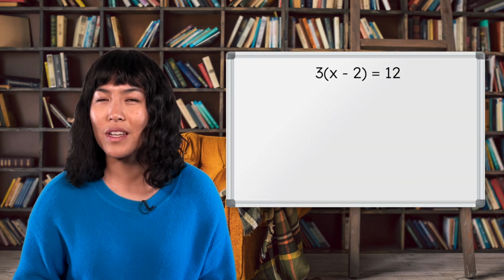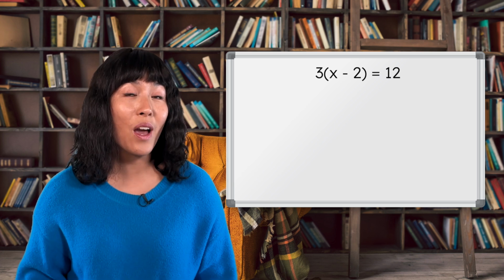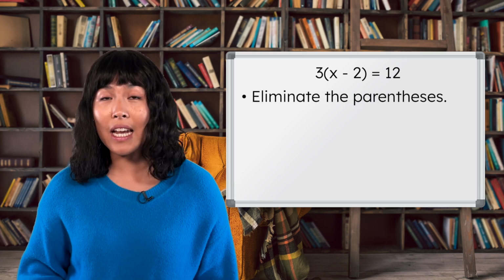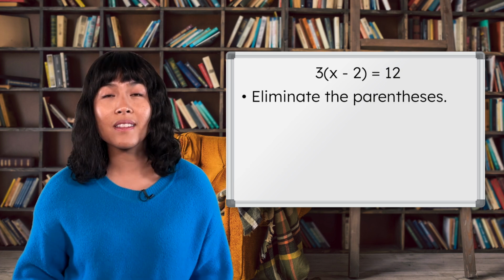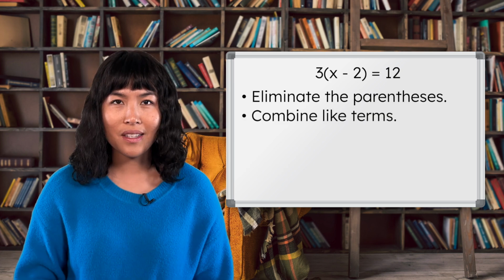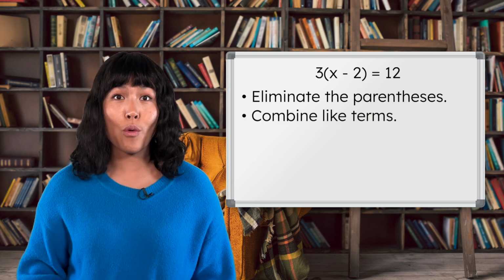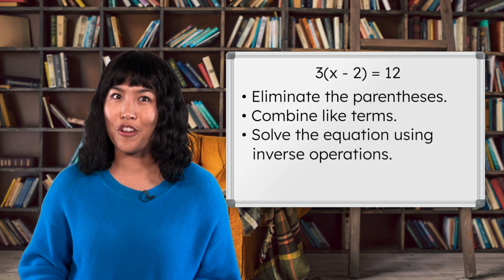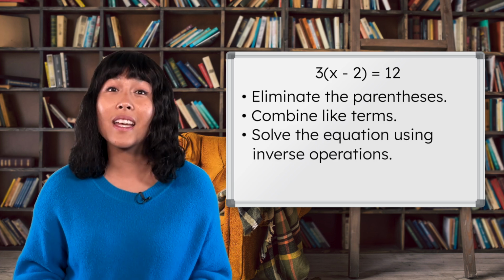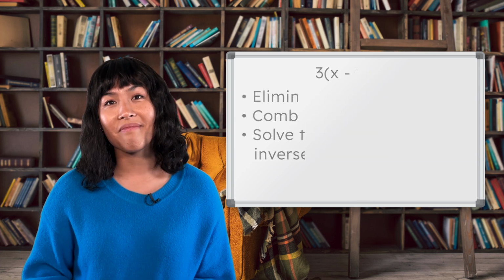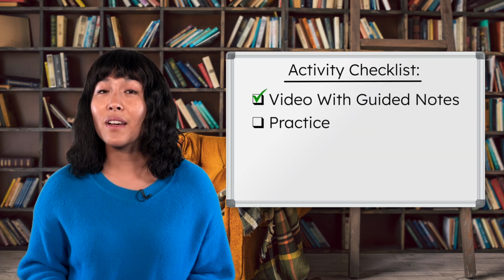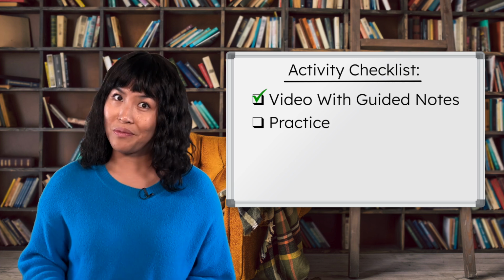Today, we solved equations that required us to simplify one of their expressions first, which meant eliminating any parentheses or groupings and combining like terms. Once both sides of the equation were simplified, we could solve the equation using inverse operations, just like we've done with the other equations we've been solving. When you're finished with the guided notes, complete practice levels 1 and 2.